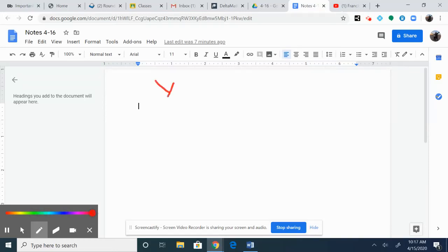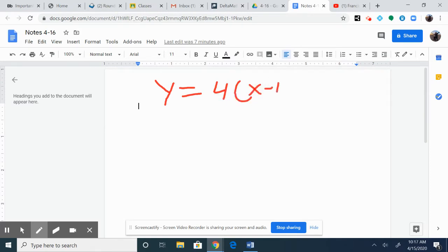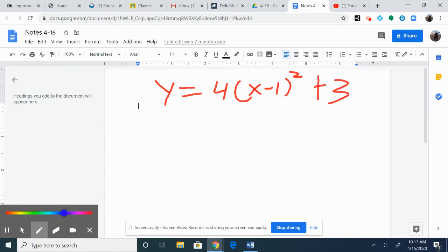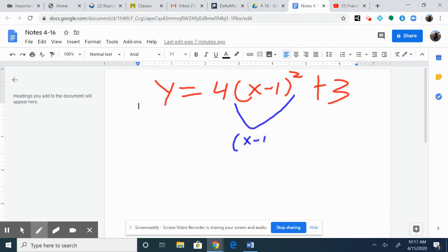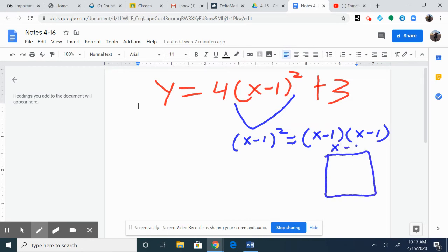Okay, so now we have another example right here where we say y equals 4(x minus 1) squared plus 3. So again, this is written in vertex form and we want to go ahead and change it into standard form. So what we're going to do is take our (x minus 1) squared, which is the same thing as saying (x minus 1) times (x minus 1). So we're going to go ahead and do our box again, x minus 1, x minus 1.